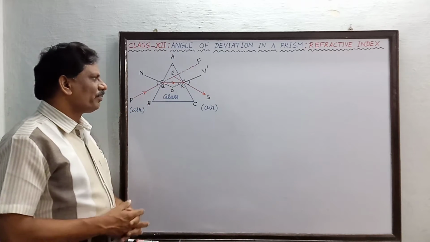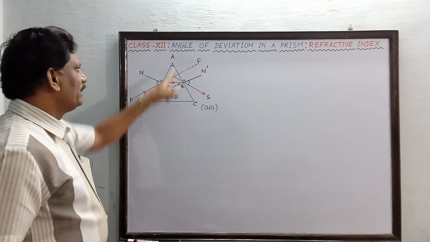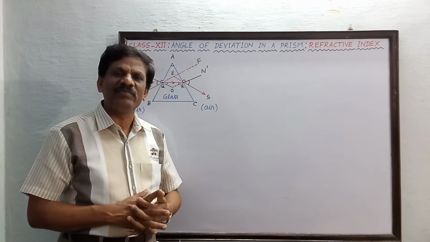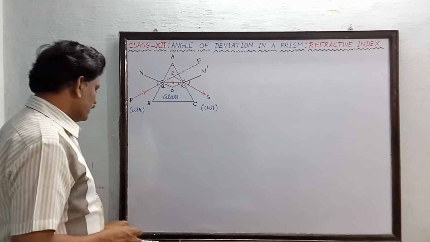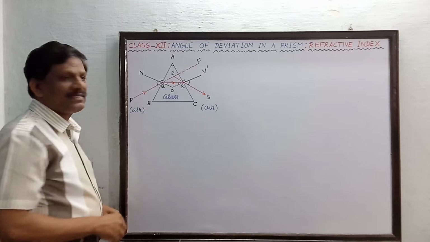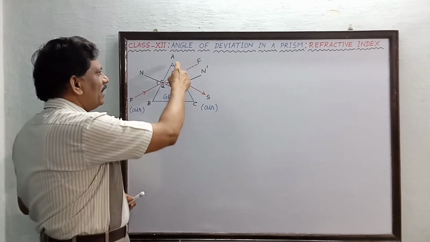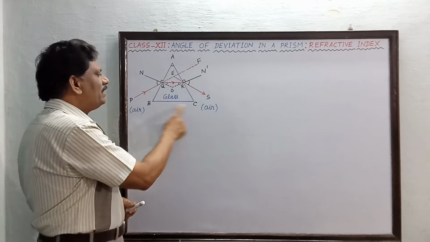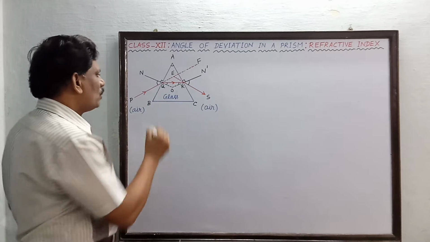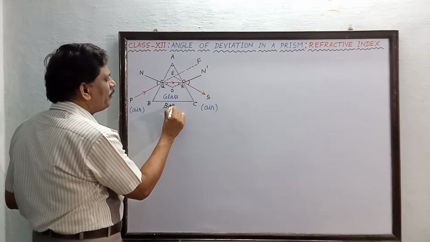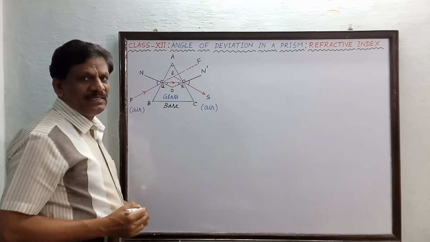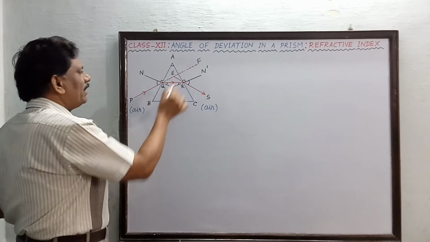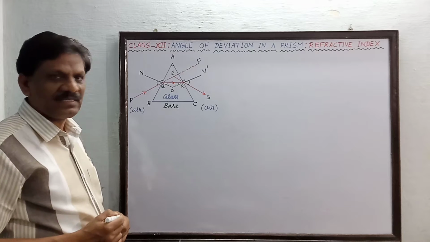Now for that I have considered ABC as the principal section of a prism. So the surface AB is a refracting face and AC also is a refracting face and BC is the base. So this BC is called the base of the prism and this is non-refracting. So the surfaces AB and AC are the refracting faces.